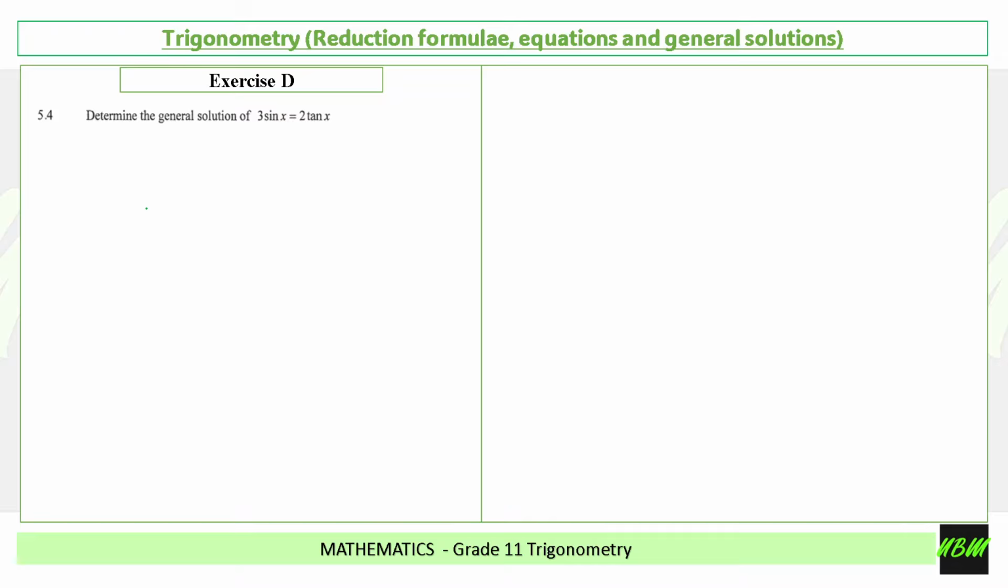And the last question, question 5.4, determine the general solution of 3 sine x is equal to 2 tan x. Okay, 3 sine x is equal to 2 tan x. So what we want is to isolate the trigonometric ratio and just have sine of an angle, in this case sine x is equal to a number, cos x is equal to a number, or tan x is equal to a number. So let us simplify our equation.